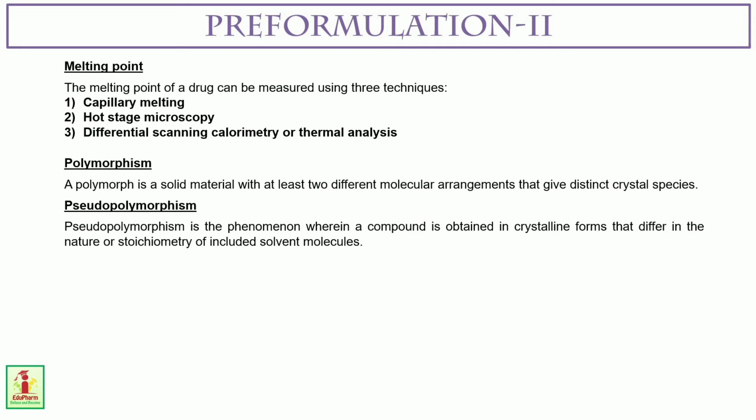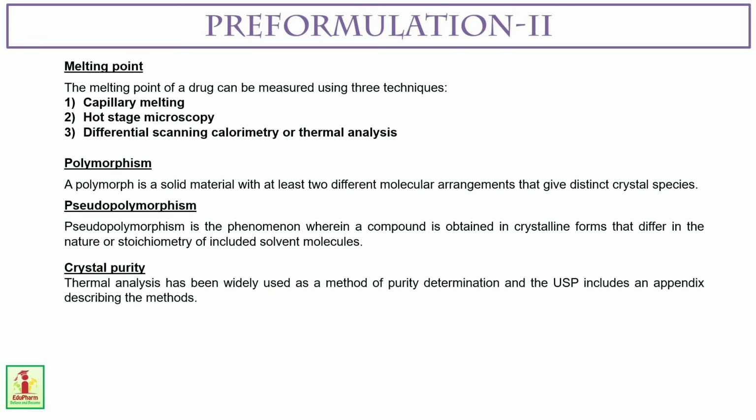What is pseudopolymorphism? Pseudopolymorphism is the phenomenon wherein a compound is obtained in crystalline forms that differ in the nature of stoichiometry of included solvent molecules. Crystal purity. Thermal analysis has been widely used as a method of purity determination, and the USP includes an appendix describing the methods.